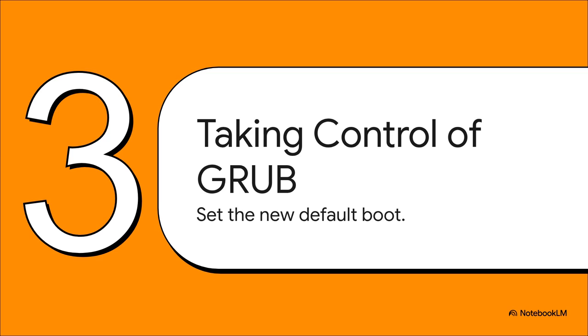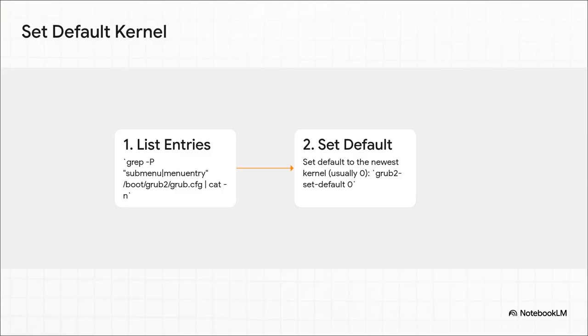Just because the files are there doesn't mean our system knows to use them when it boots up. We've got to tell the GRUB bootloader what to do. So how do we do that? First, we need to see what GRUB, our bootloader, thinks is available. This grep command is just a clever way to list out the menu entries.